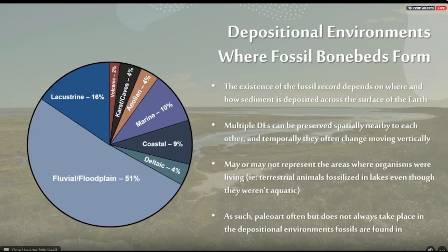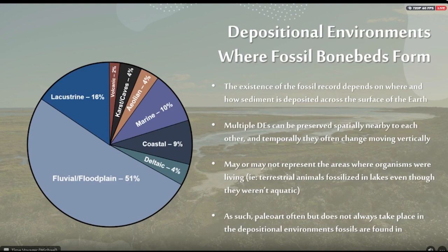So the existence of the fossil record depends on where and how sediment is deposited across the surface of our planet. Multiple depositional environments can be preserved spatially nearby to each other, and temporally you can have them stacking on each other vertically. These may or may not represent the areas where organisms are living, and as such, paleoart often, but doesn't always, take place in the depositional environments where animals are found. For instance, finding terrestrial animals in lakes and lagoons that we know they weren't living in, but that's where they were deposited. They lived in the areas around the lagoons.